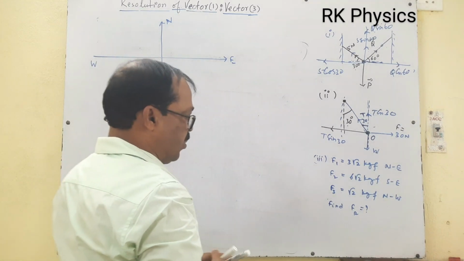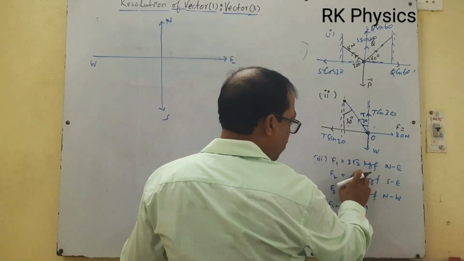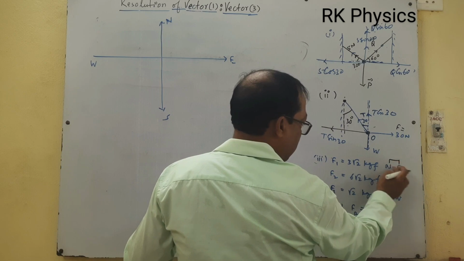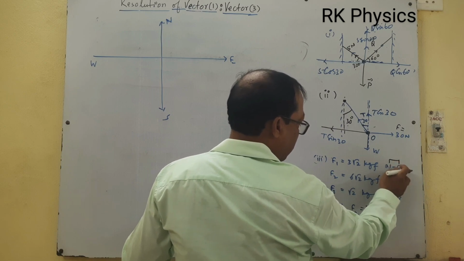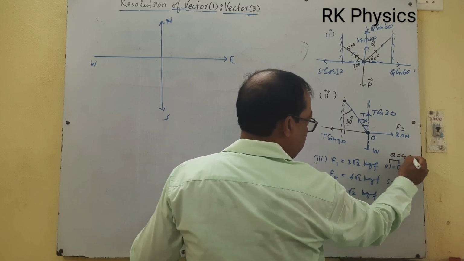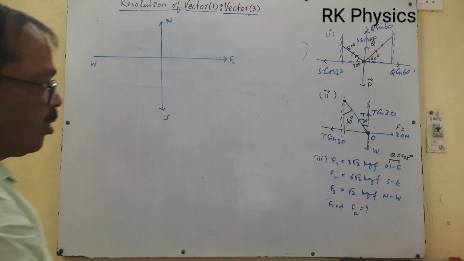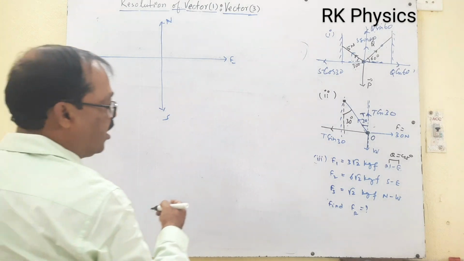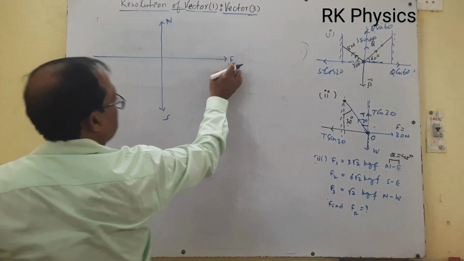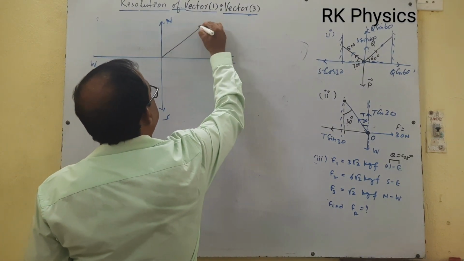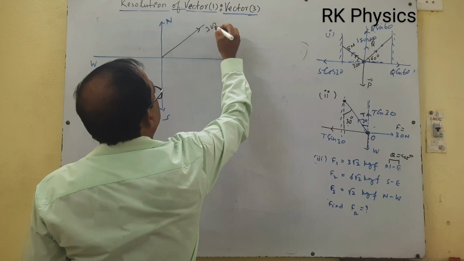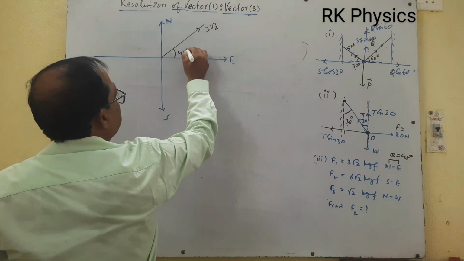Now come to the first vector. F1 is 3 root 2. Northeast means in between north and east. In between north and east means theta equal to 45 degree, because angle between north and east is 90. So in between it is a 45 degree. So now this is northeast. The vector is acting at the middle. This is 3 root 2. That means this angle is 45.